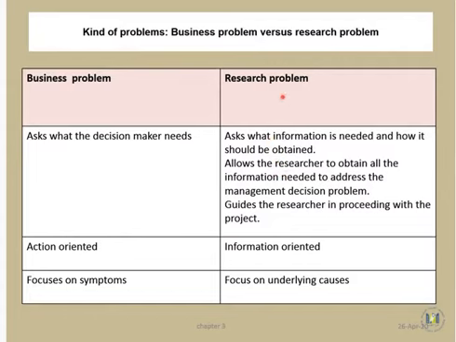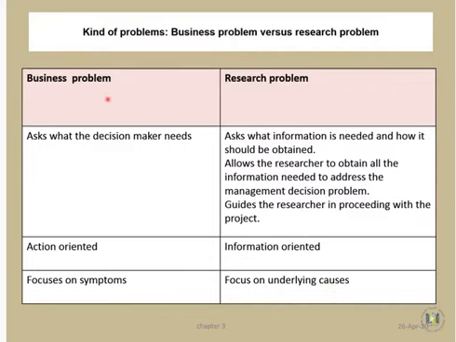That's why the research problem asks what information is needed and how it should be obtained, and allows the researcher to obtain all information needed to address the management decision problems and guide the researcher in proceeding with the project in a dissertation or a regular research. So the research problem is information oriented and focuses on underlying causes.